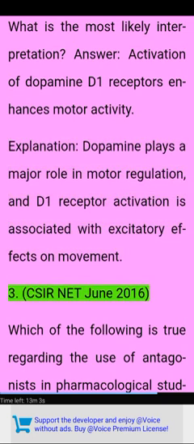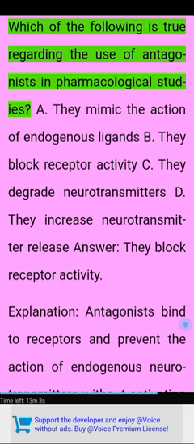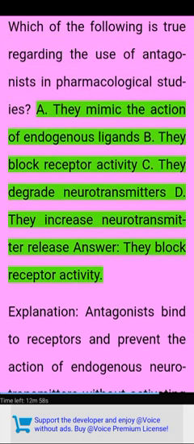3. CSIR-NET June 2016. Which of the following is true regarding the use of antagonists in pharmacological studies? A. They mimic the action of endogenous ligands. B. They block receptor activity. C. They degrade neurotransmitters. D. They increase neurotransmitter release. Answer. They block receptor activity.